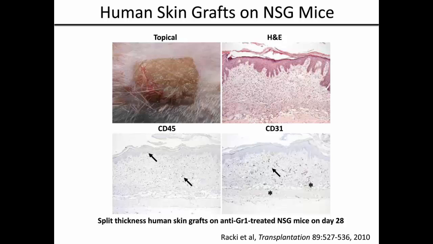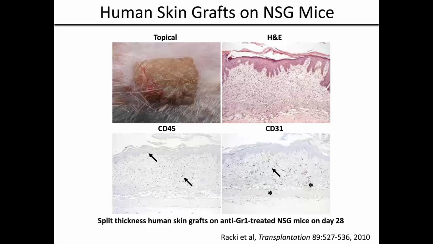By CD45 staining, you can actually see passenger leukocytes surviving on these grafts. And you can actually see human vasculature developing by the CD31 stain on the lower right. So overall, the NSG animals will actually support robust human skin survival and will allow us now to ask questions: if we have a human immune system, would they be able to reject that skin?